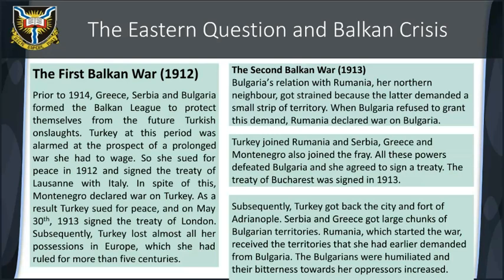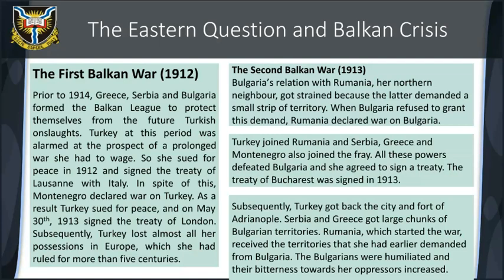The Second Balkan War, 1913. Bulgaria's relation with Romania, her northern neighbor, got strained because Romania later demanded a small strip of territory. When Bulgaria refused to grant this demand, Romania declared war on Bulgaria. Turkey joined Romania and Serbia. Greece and Montenegro also joined the fray. All these powers defeated Bulgaria, and she agreed to sign a treaty.